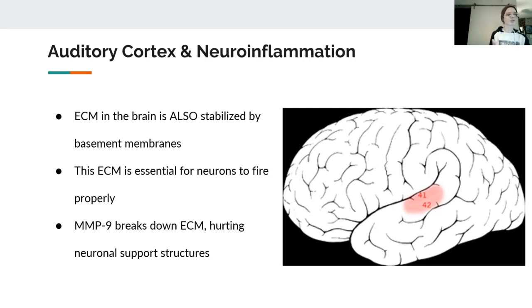But then because the brain is aging and it doesn't really have as robust a response anymore, it doesn't go back in and repair that damage. And over time that can build up and introduce things and cause some neuroinflammation. And so that is one way that MMP-9 can cause hearing loss, but specifically age-related hearing loss.